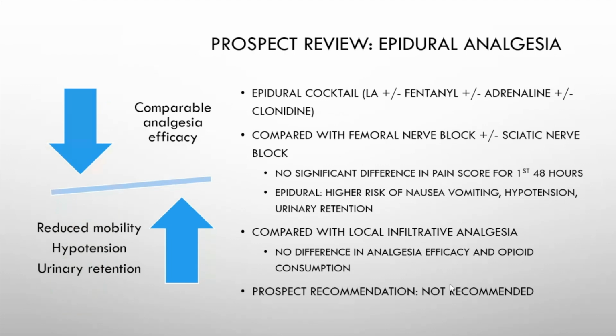So the PROSPECT group not just looked into peripheral nerve block, it also looked into epidural actually. So we start off with the epidural analgesia. The PROSPECT group looked into the epidural cocktail, which contains LA, fentanyl, and then a lot of other adjuncts. The studies that involve epidural for TKR are quite varied. They use a lot of drugs, and compared with the femoral plus sciatic nerve block, the epidural has no significant difference in pain score for the first 48 hours. But it carries a higher risk of nausea, vomiting, hypotension, and urinary retention. Quite logical because of the adjuncts they use.